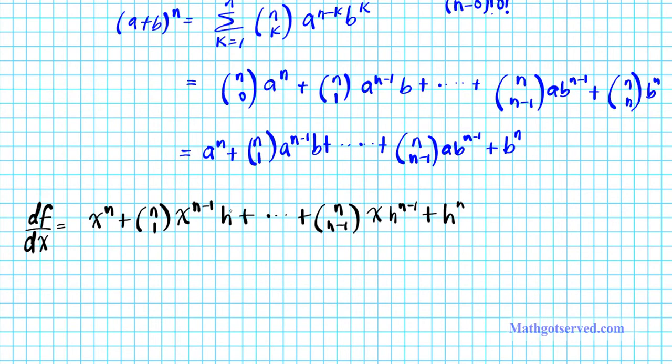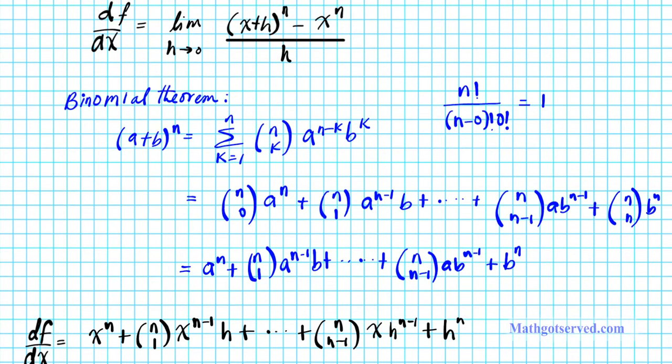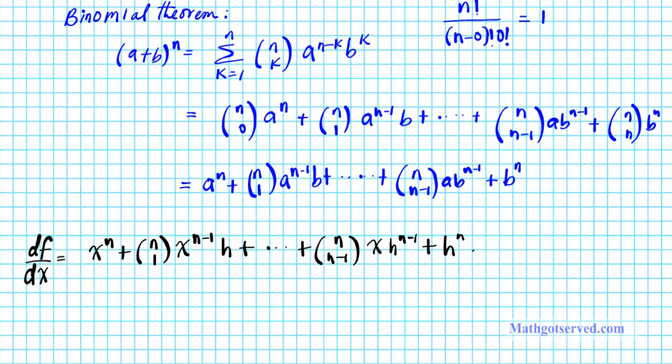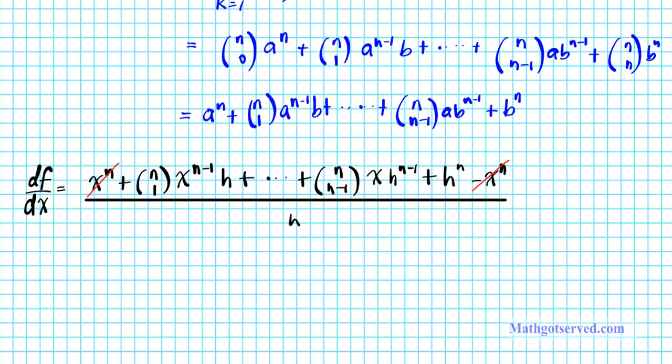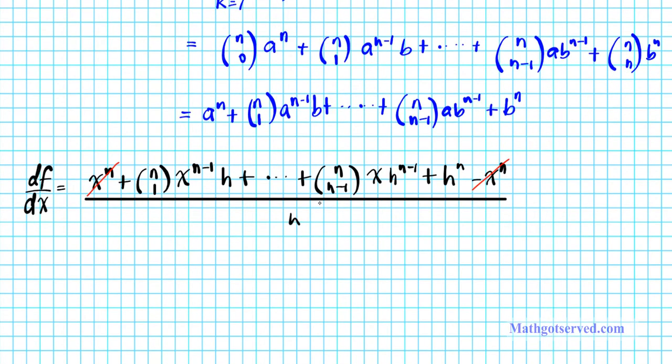Alright, so this is (x + h)^n, but we have to subtract x^n, okay? So we're going to subtract x^n, and then divide the entire expression by h. Let's see what happens here. You notice that x^n and x^n cancel out. Okay, and then we can factor out h from every single term that's left.